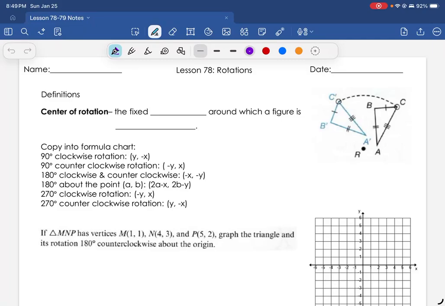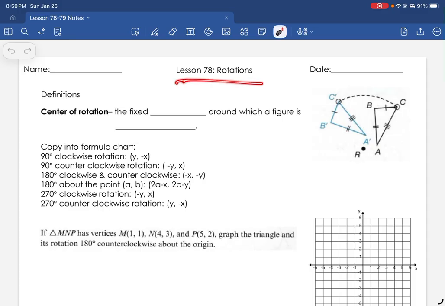type where it's 180 degrees about a certain point that they'll give you. So an ordered pair in which they want you to use as the center of rotation. That's when you use this formula where you multiply 2 times the a value and then subtract the x value, comma 2 times the b value, subtract the y value. And we'll go over one of these, so if this doesn't make sense right now, don't worry about it. I'll show you here in a minute how to apply this.